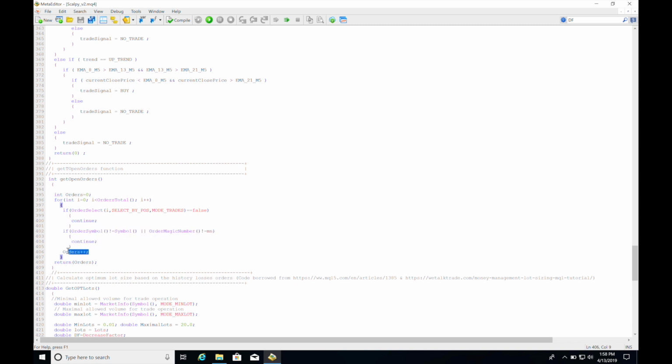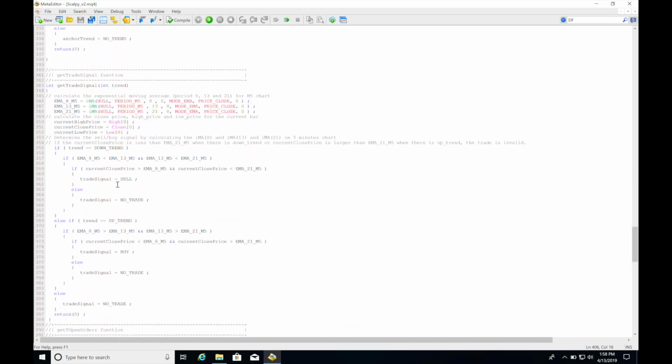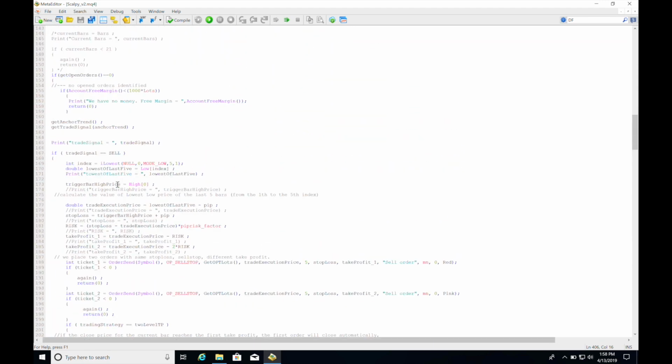So when we reach this point, it means that it's our magic number and it is the symbol that we're trading in. So it'll add 1 to orders, and at the end, after all the iterations, it will return the number of orders. And we go back.